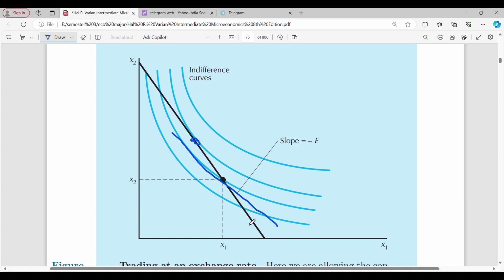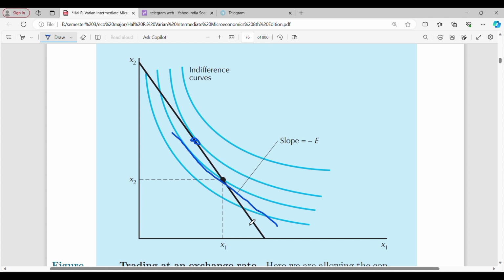So trading at an exchange rate means we are allowing the consumer to trade the goods at exchange rate E, which implies that the consumer can move along a line with slope minus E. Thus, the slope of the IC, the MRS, measures the rate at which the consumer is just on the margin of trading or not trading. At any rate of exchange other than the MRS, the consumer would want to trade one good for the other. But if the rate of exchange equals the MRS, the consumer wants to stay put.